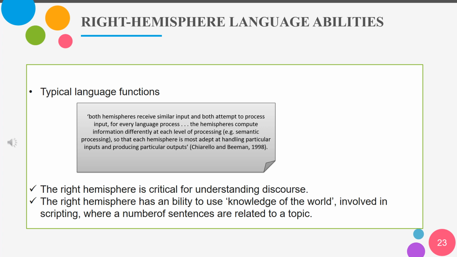Patients with right hemisphere damage have impairments concerning narrative script, interpretation, integration of information or conceptualization of the unit as a whole, construction of new conceptual models, and inference about another person's beliefs and intentions. The right hemisphere has an ability to use knowledge of the world involved in scripting, where a number of sentences are related to a topic. Patients who have damage in their right hemisphere show structuring problems in story recall, and their speech is disrupted, particularly at the level of discourse, jumping from one topic to another incoherently.